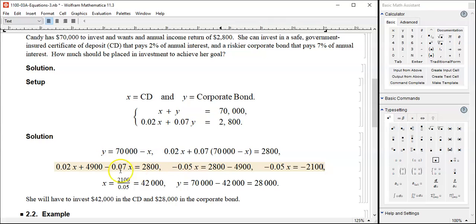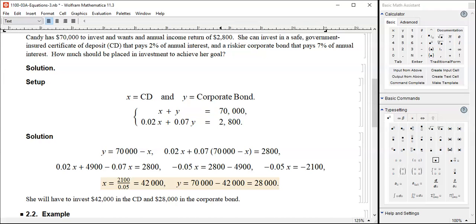Break up the parentheses. That'll give me this part. And then take the like terms together. 0.02x minus 0.07x. Negative 0.05x. And then how about those number parts? 2,800 was there before. Flip over to 4,900. So subtract that. And what do we have? Negative 0.05x is equal to negative 2,100. With the help of a calculator, you can easily divide and you're going to get 42,000. That's the amount that goes to CD.